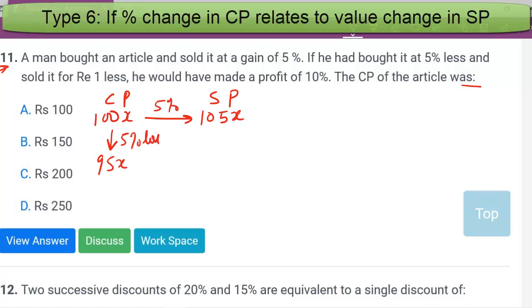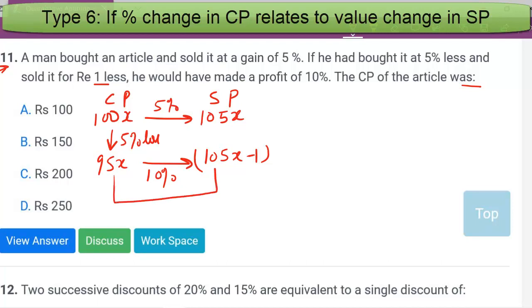Okay, so if he has bought it at 5% less and sold it for rupees 1 less, that means the selling price would have been 105x minus 1. Okay, so in this case there was a profit of 10%. So look at this, you have to make a relation between this and this.